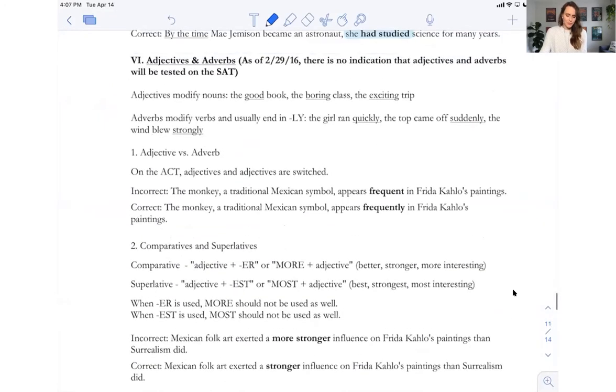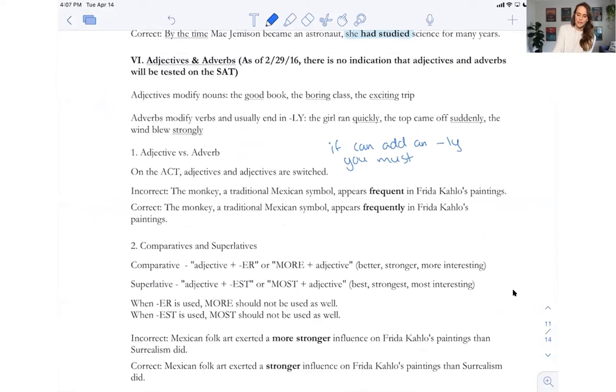Adjectives and adverbs. If you can add an "-ly," you must. So let's see here. The girl ran quick. Let's say it just said "quick." We could say "quickly," so then we must. The top came off sudden. If that was something that you read, you could say the top came off "suddenly."